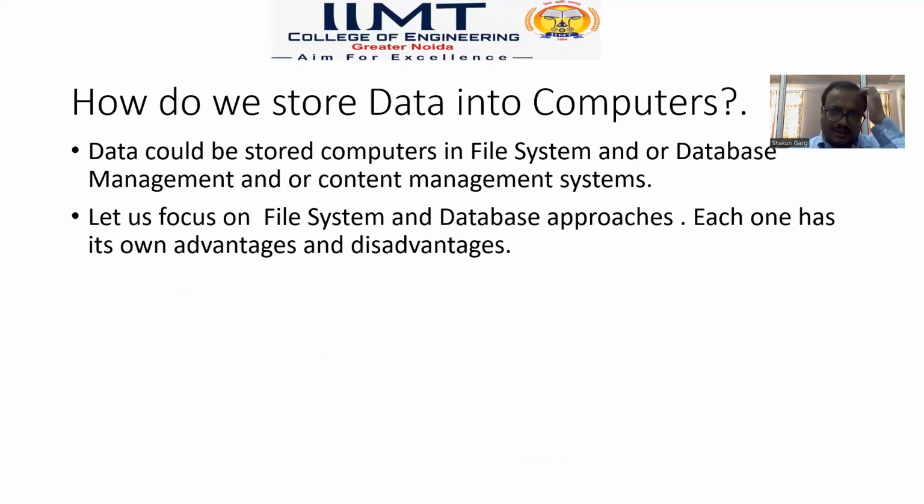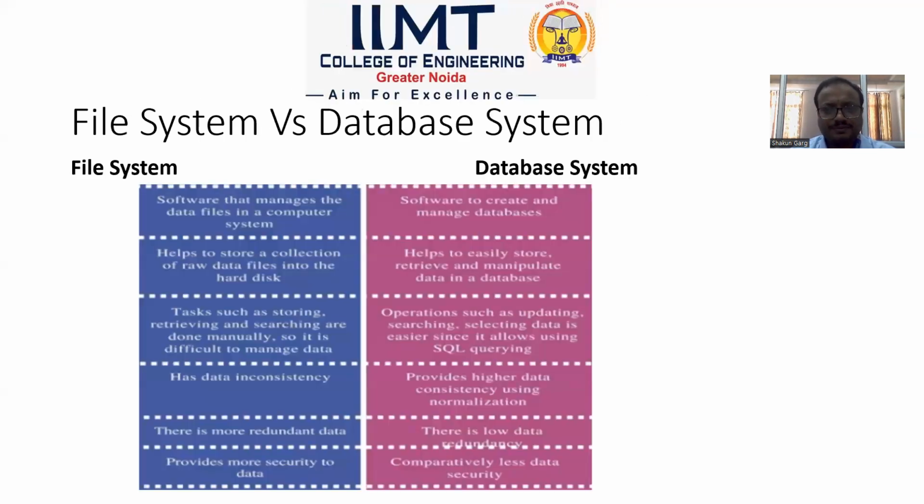So how do we store data in computers? Data could be stored in computers in file system or database management or content management systems. Let us focus on file system and database approaches. Each one has its own advantages and disadvantages. So this is the basic difference between file system and database system. Data can be stored by the traditional approach, that is a file system, and nowadays data is stored in database system.